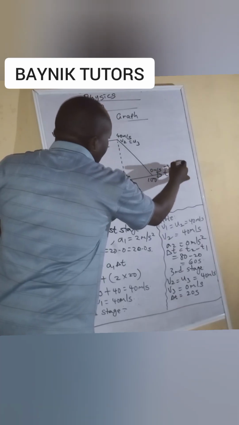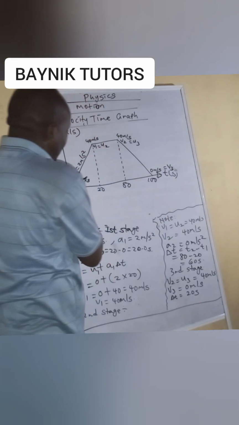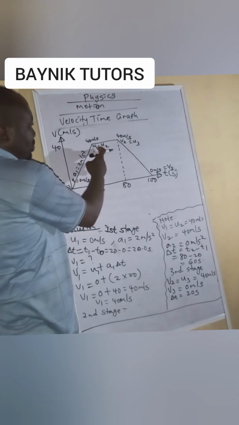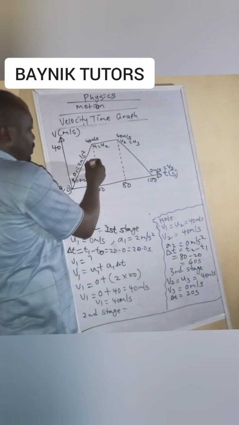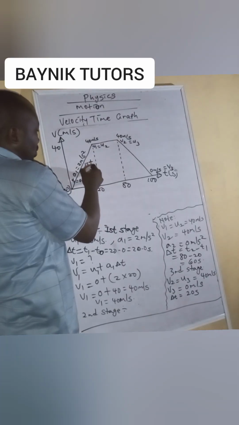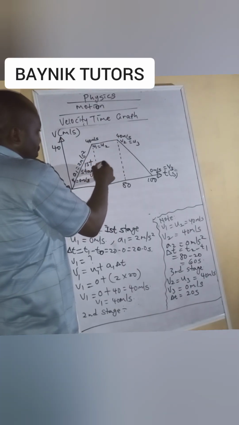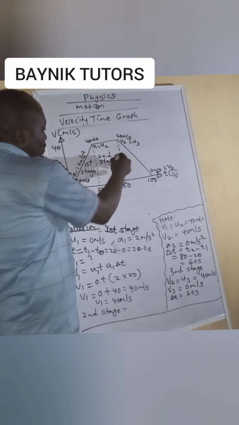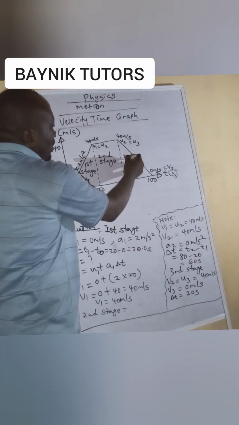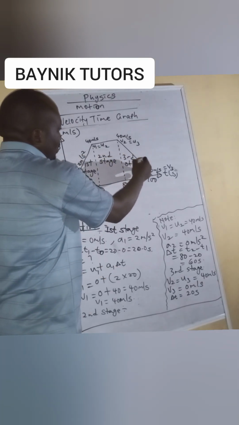V3. Let's take note of that. This is my U1, which is 0 meters per second. This is my V1, which is given as my initial velocity of the second stage. This is the first stage. This is my second stage. This is my third stage.